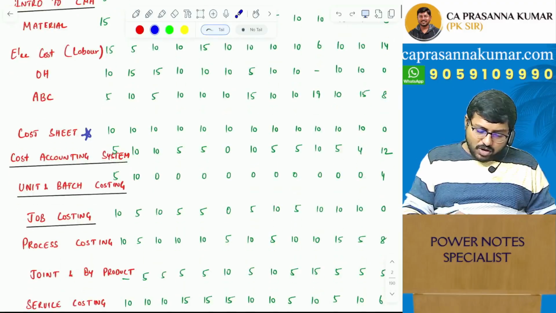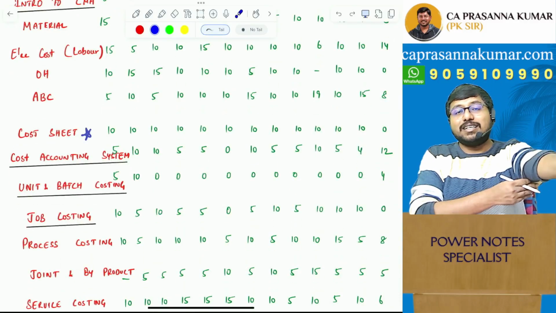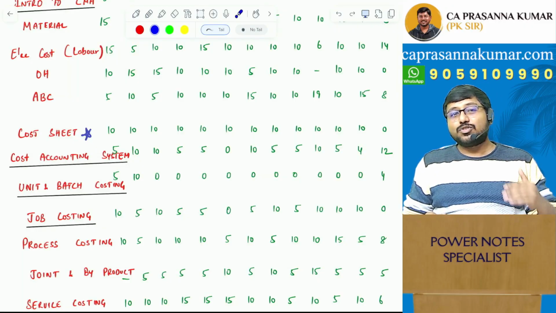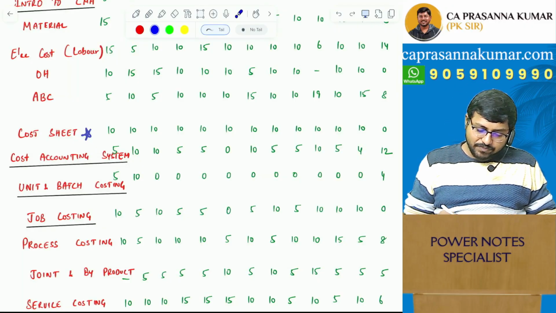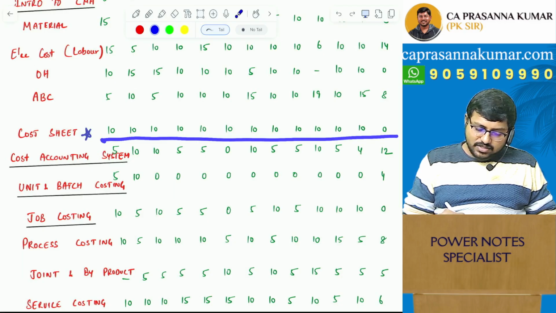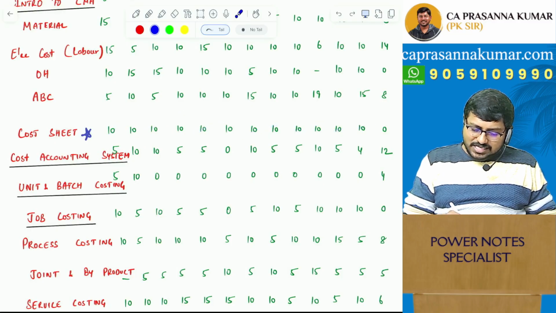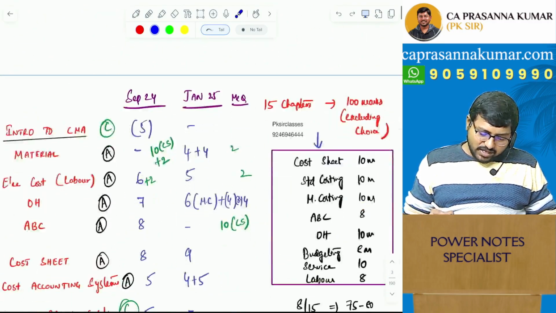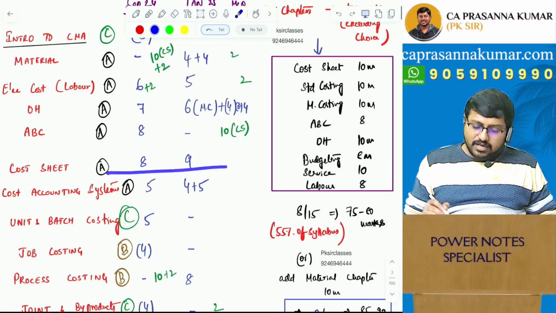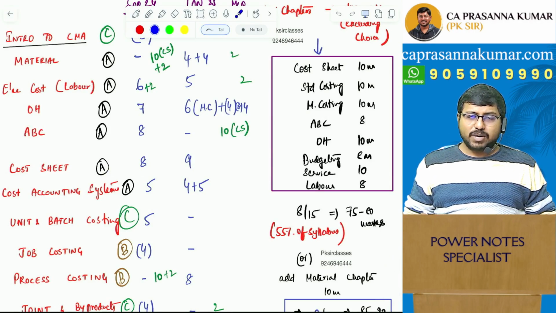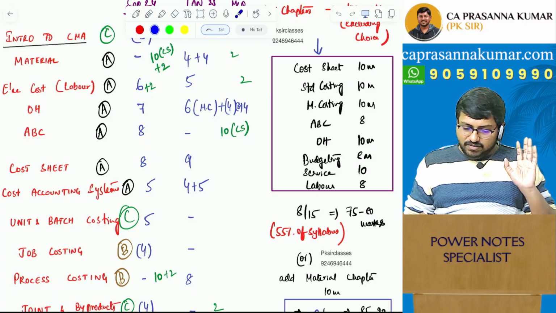Moving on to the next one, cost sheet, the most important chapter in your entire syllabus. Not only will you get a good amount of marks, but the effort it takes to cover the chapter is relatively less. As you can see, it's like a sixer, 10, 10, 10, 10. Can you see that? Almost consistent 10. After that, you can see 8 and 9. So it's good. Okay, 1 or 2 marks you might miss on an average, but it's a very, very important chapter.